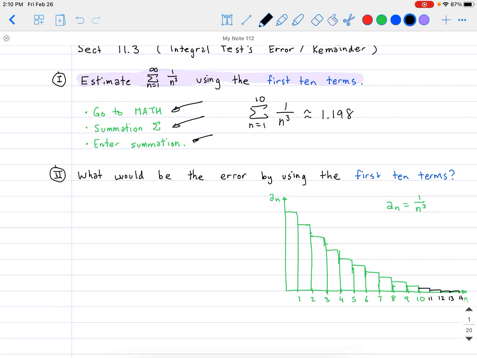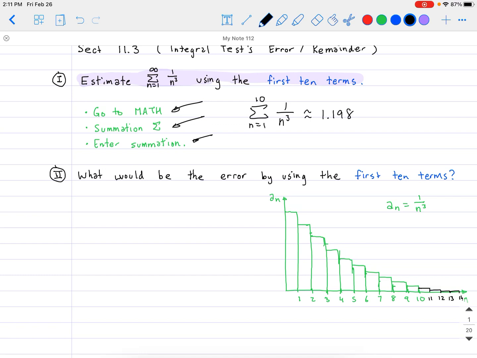And for the most part, that is somewhat close to our answer without having to blow up the calculator, because I don't want to ask the calculator to do, say, 1,000 terms unless you have one of those super calculators. So that's going to be the estimate using the first 10 terms, something that's within human grasp.